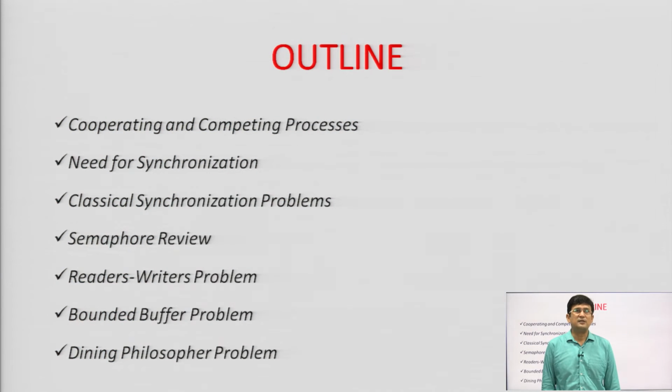Those are the classical synchronization problems, and the meaning of classical is that every computer science synchronization problem will fit into one of these problems. So, the outline of today's lecture is: we will first discuss the cooperating and the competing processes. We will then discuss the need for synchronization. We will discuss the classical synchronization problems, the semaphores. Then we will discuss the solutions to the readers-writers, bounded buffer and dining philosopher problems.